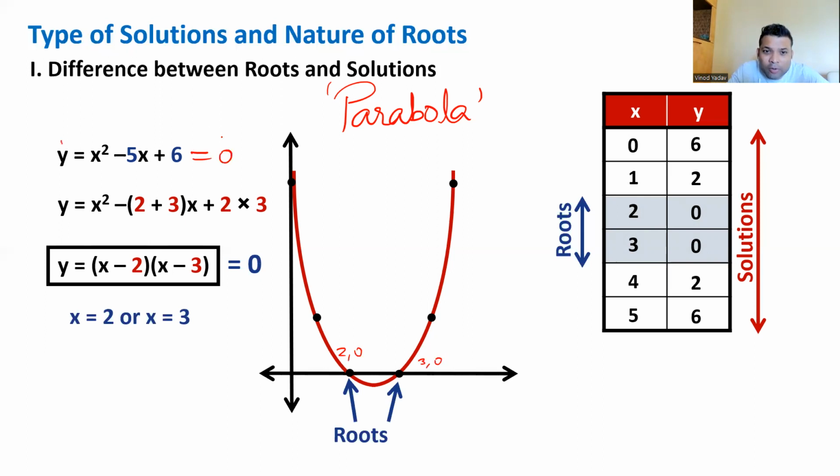Means हम लोग y को 0 ले रहे हैं. So we are trying to find that x for which the answer of y will be 0. Final output of y will be 0. So after solving these values, we can say at these values of x, y is 0. So these are the two roots.